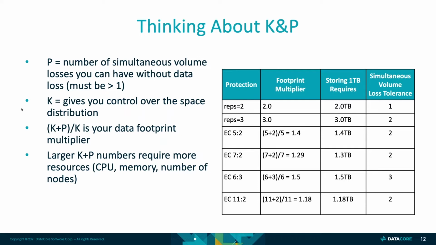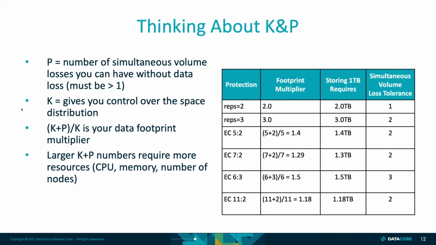For the footprint multiplier, as we said previously, overhead for reps equals 2 is 100%. Overhead for reps equals 3 is 200%. The amount of raw storage that's needed to store a terabyte of data becomes 2 terabytes for reps equals 2, 3 terabytes for reps equals 3, et cetera. And then, of course, in the last column, we have the simultaneous volume loss tolerance for those protection schemes.